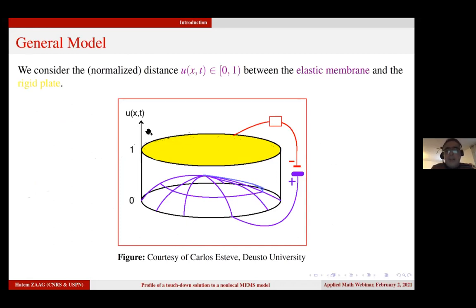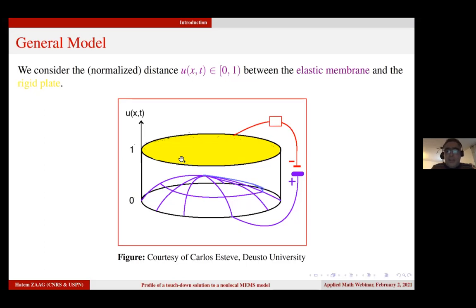So here he made a different drawing. The rigid plate now is yellow, it is above, and the membrane is in the bottom. And now we are normalizing, in fact, the distance between the rigid plate and the membrane to 1, when it is at rest, when the membrane is not working. In fact, when we don't have electricity, we are not using the device. And then when we are using the device, this distance between the membrane and the rigid plate will change. It will become u of x and t. So it depends on x, which is the space, and also time. And it will be always between 0 and 1.